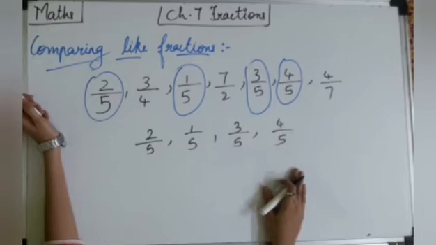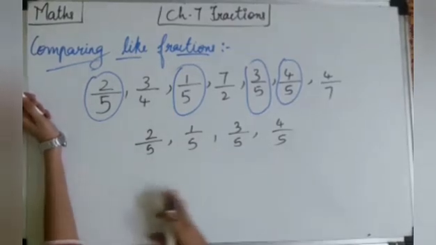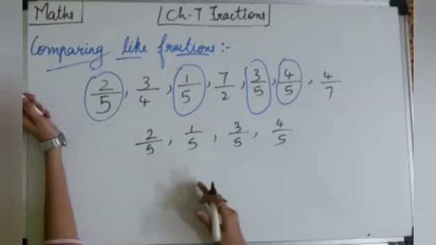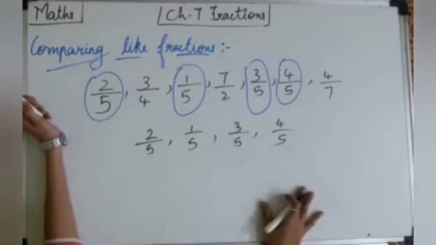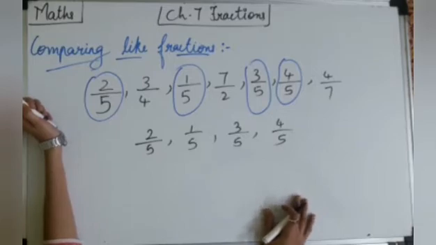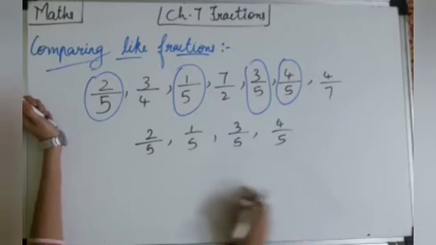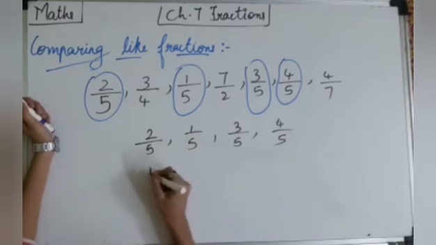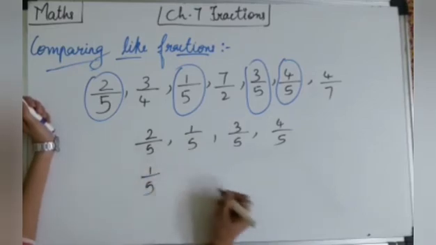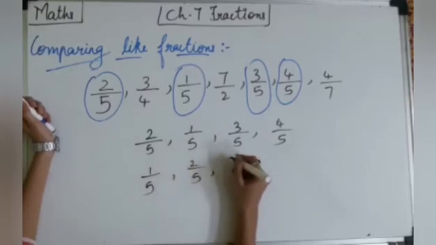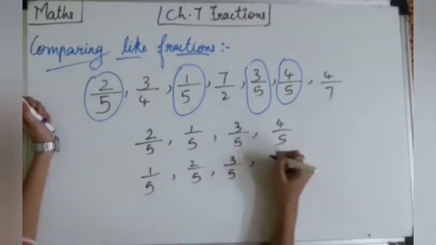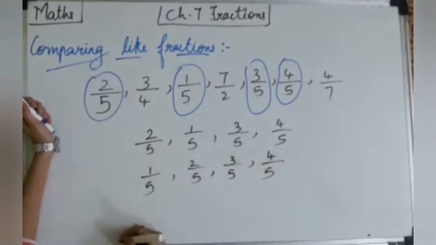So what can we do? Because there are more than 2 fractions, we can arrange them in ascending order, or otherwise in descending order. We'll arrange these 4 fractions in ascending order, smaller to bigger fraction. The smallest one is 1 upon 5, then 2 upon 5, then 3 upon 5, then 4 upon 5. Here we got the answer.